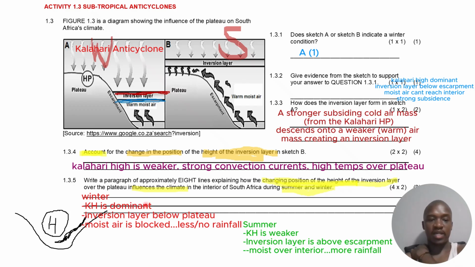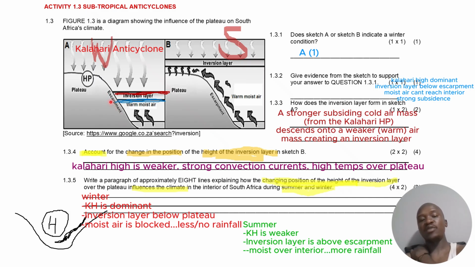Okay, let's start the paragraph. In winter, can you see I'm being specific? I'm saying in winter the Kalahari High is dominant. More sinking or descending air. There's more subsiding air, right? Which pushes our inversion layer. You see that? Then you say that our inversion layer is below the escarpment. You see that? I said the Kalahari High is dominant. Then point number 2, I said the inversion layer is now below the escarpment.